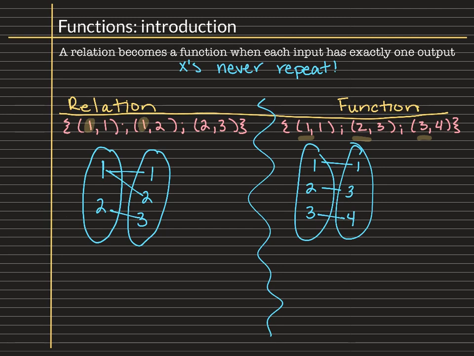Once again here, I just wrote out each of my x values on the left and my y values on the right. I see that my x only corresponded to one y value every single time. There were no repeating x values, therefore this is a function.